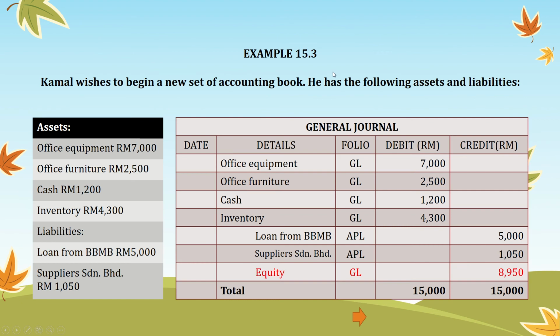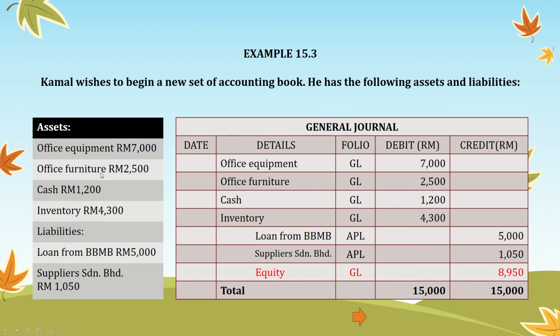Next example is 15.3. So this is the opening entry. Opening entry also will be recorded in general journal. The transaction is Kamal wishes to begin a new set of accounting books. He has the following assets and liabilities. So these are the balances for assets and liabilities.